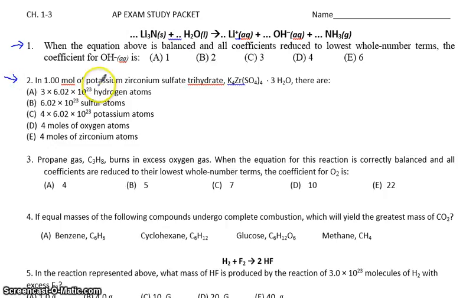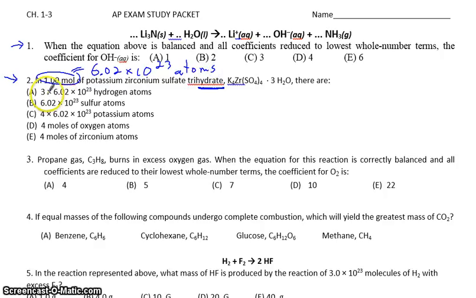So we have a mole of this compound, potassium zirconium sulfate trihydrate. Now this is a hydrate compound which incorporates water molecules into the compound. So what we've got is K4Zr(SO4)4·3H2O. Remember, each one of these subscripts means you have this many moles of that element, or that many atoms if you have one molecule of the whole substance. So let's go through it. If we have 1 mole, we have 3 times 6.02 times 10 to the 23rd. Now remember that 1 mole actually is 6.02 times 10 to the 23rd atoms. This is the definition of a mole.